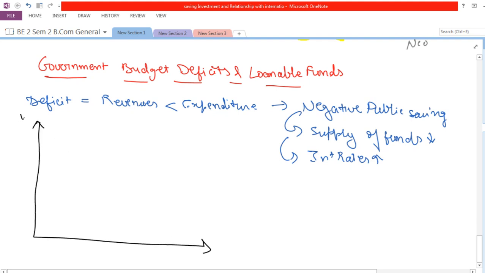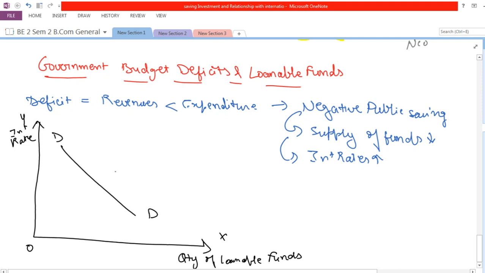In this case, the y-axis has interest rates, and the x-axis measures the quantity of loanable funds. Here we have the demand curve, and the earlier supply might be at S1. The interest rate that is determined is, let's say, R1. So at point A the interest rate is at equilibrium.